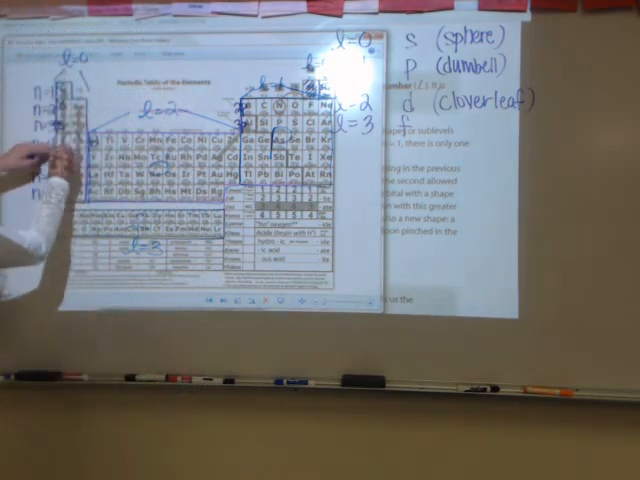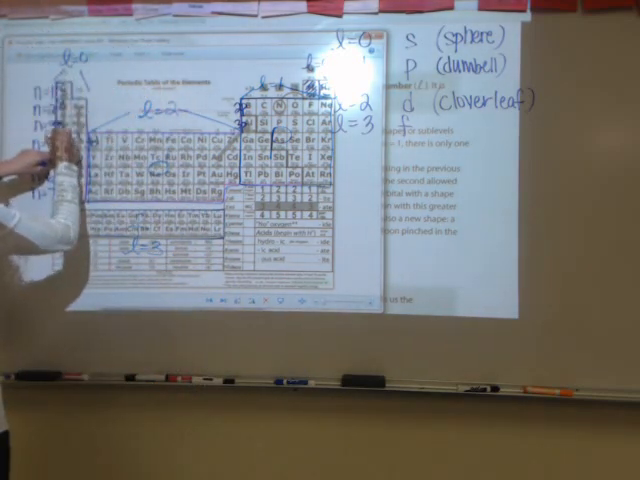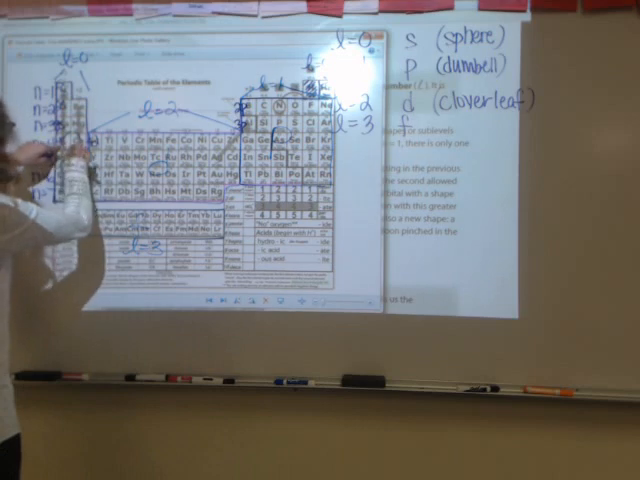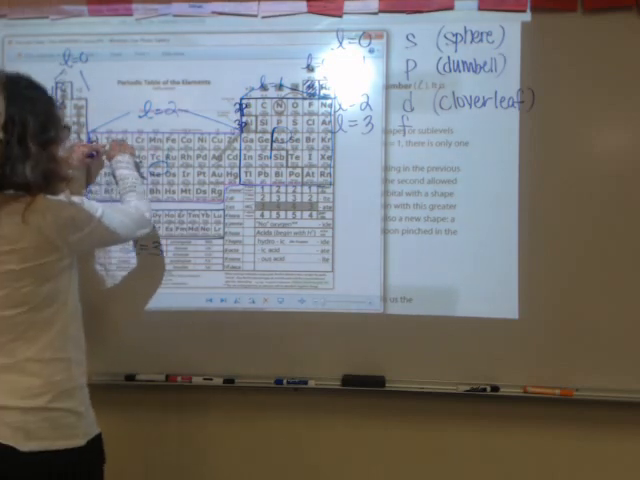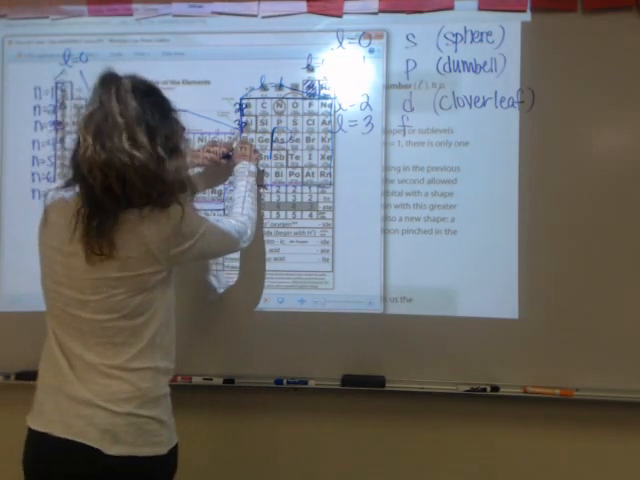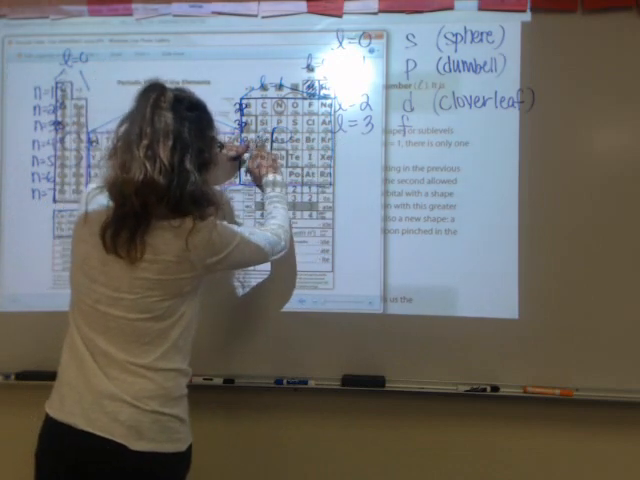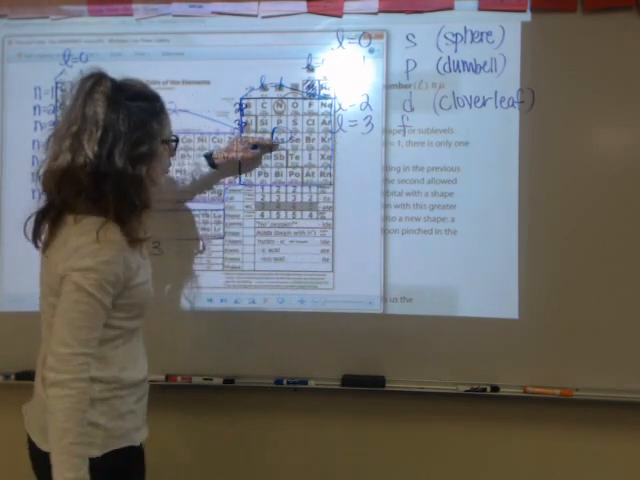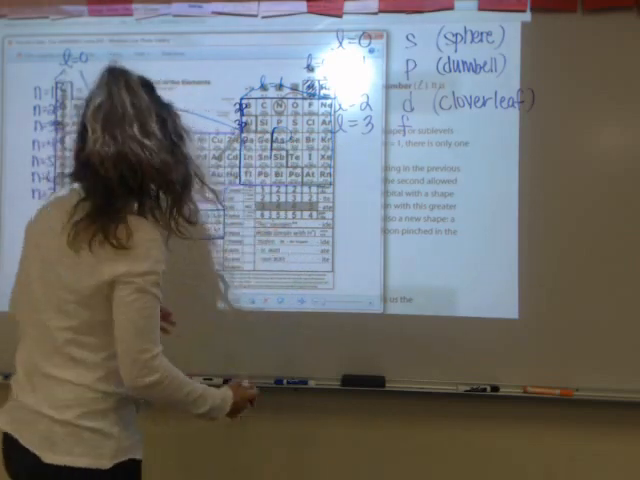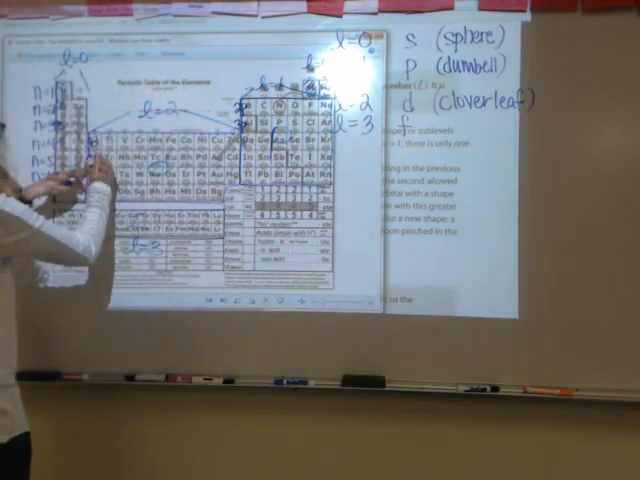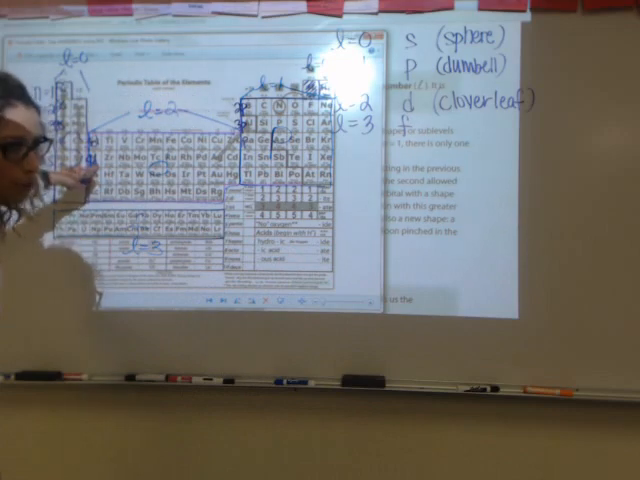Once I get into n equals 4, this is the beginning of 4s, where potassium is. I have 2 boxes that can hold 2 electrons. I'm skipping over the D's because that's 3d. This is the beginning of 4p, where gallium is. I have 6 boxes going over to krypton. I can hold a maximum of 6 electrons in 4p. And then down here, where yttrium is, that's the beginning of 4d.